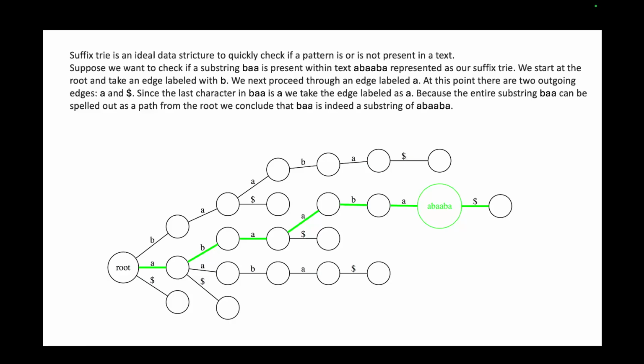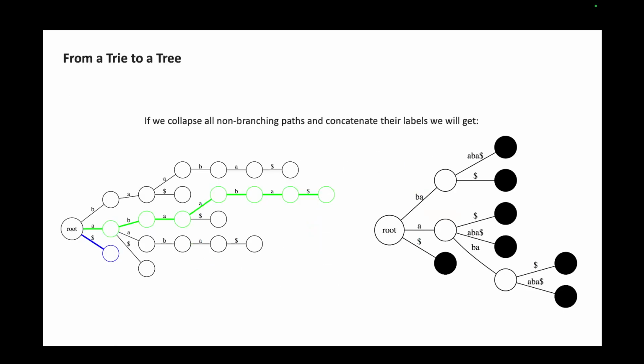Starting from B, we next proceed to a path labeled as A. Then again we proceed to a path that is labeled as A. Because this entire substring BAA can be spelled out as a path from the root, we can conclude that BAA is indeed a substring of this particular text.